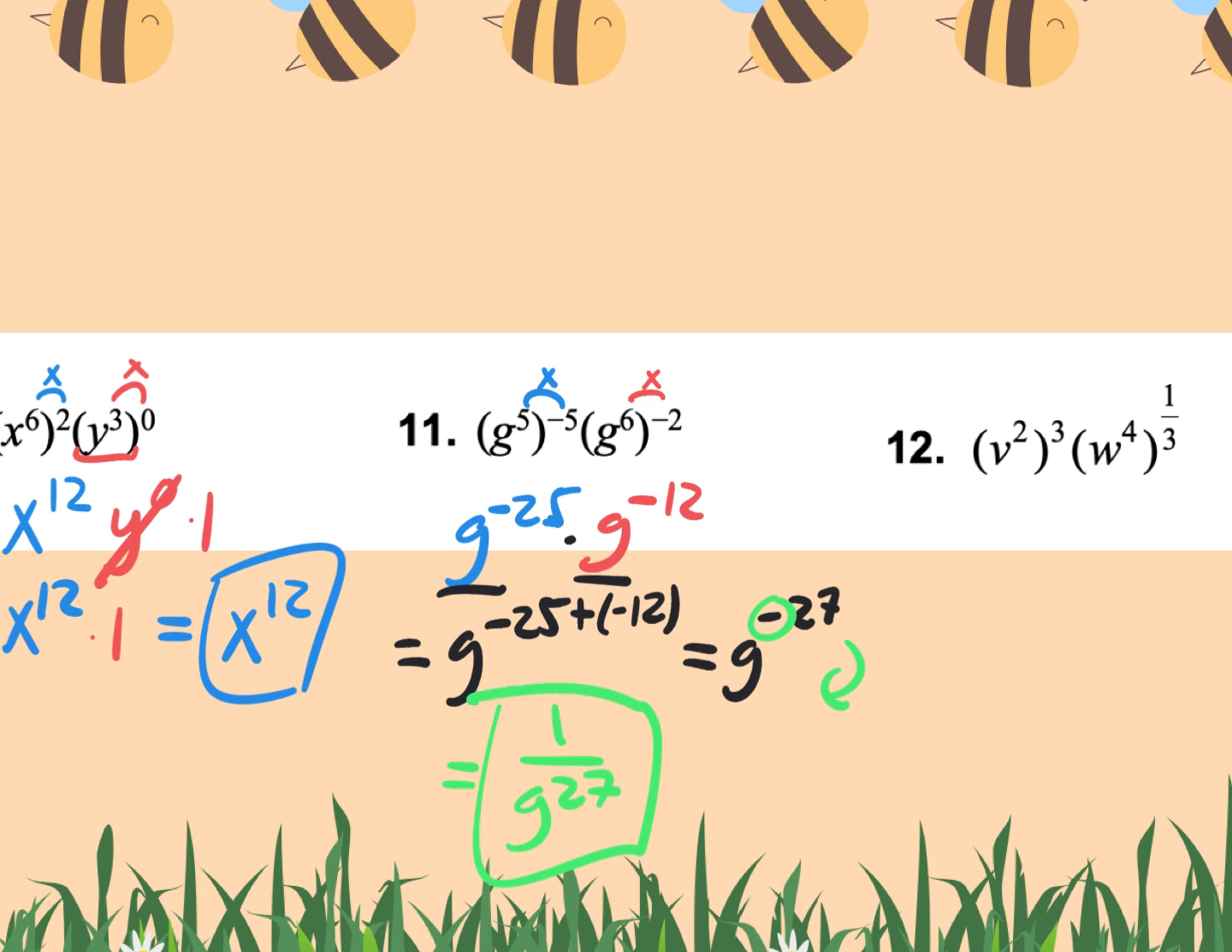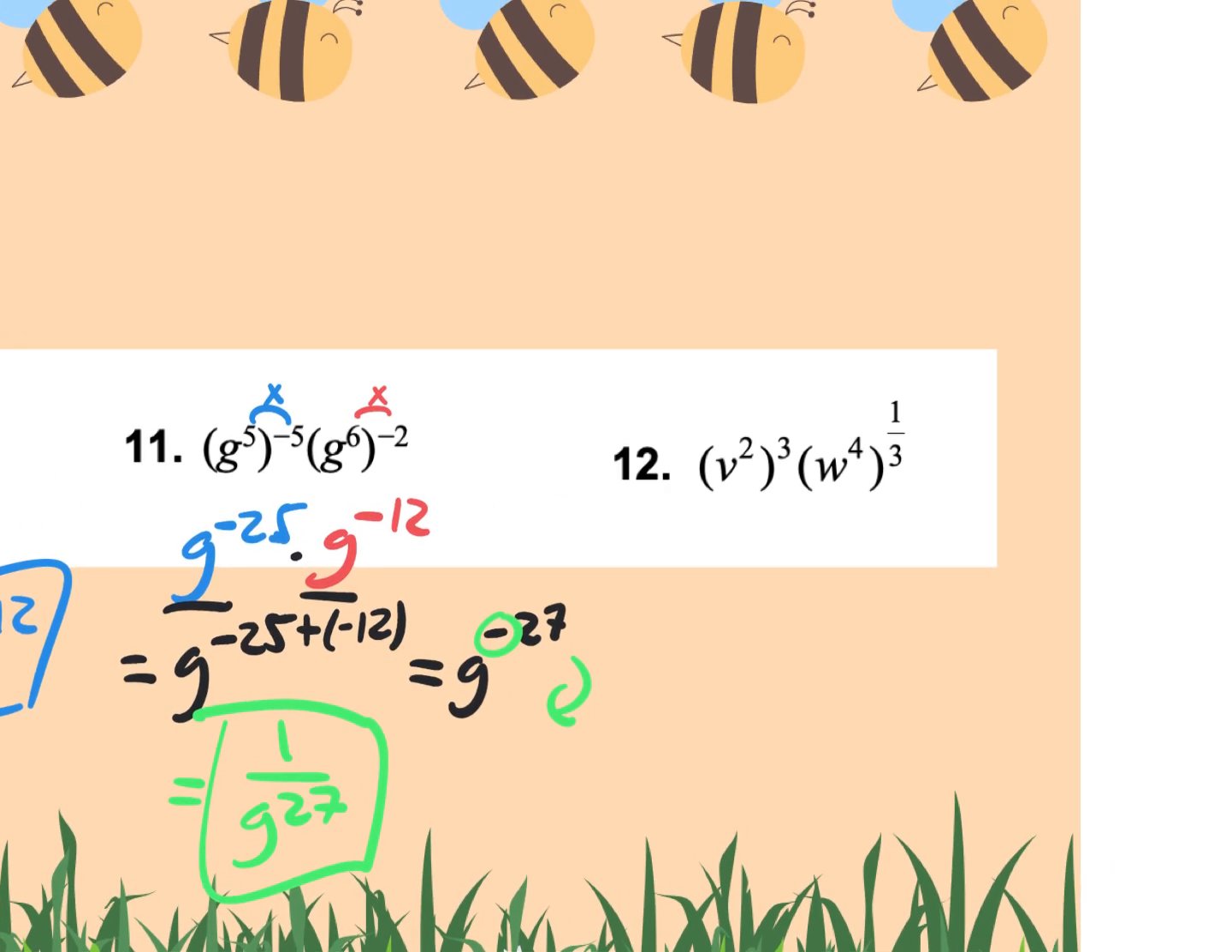All right, so what we can do for the next one is the same thing, right? So we have a v to the second to the third, right? 2 to the third, you can multiply those exponents together, and then you get v to the sixth, right? Do the same exact thing with w to the fourth to the 1/3. Power to a power, you can multiply. So you get w to the 4/3, right? If you did 4 over 1 times 1 over 3, and then just multiply straight across, you get 4/3. Right, so you get w to the 4/3 for that one.